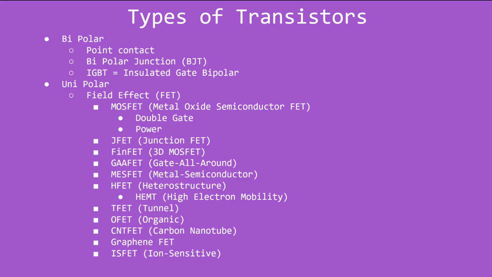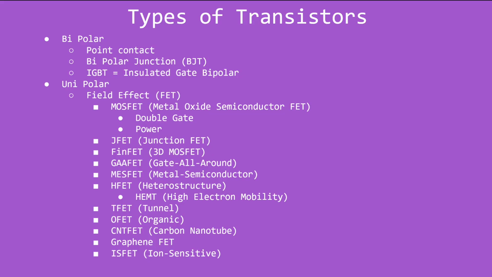It's all around us. And then unipolar ones, which split into the field effect or FET. There are no plain FET transistors. They're all going to be subtypes. We've got the MOSFET, the metal oxide semiconductor FET. You've got double gate and power versions of those. That's the second one we'll be talking about the most. JFETs, junction FETs. We'll probably be doing some talking of those as well.